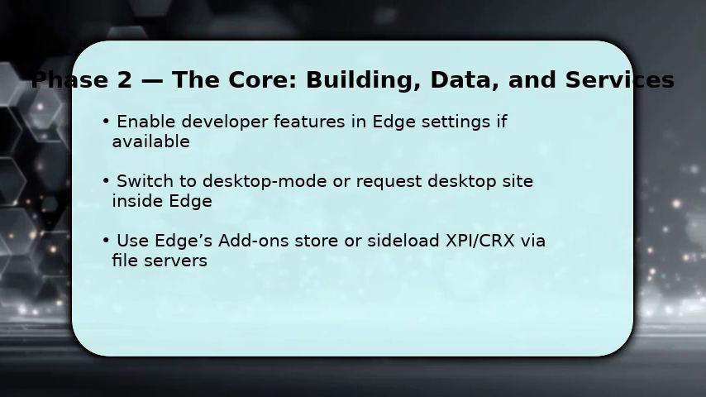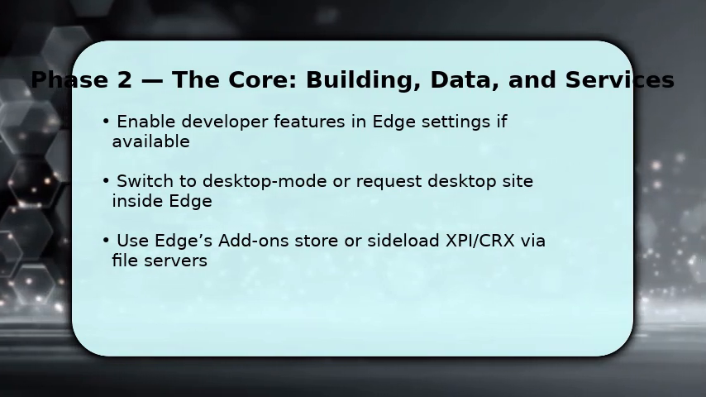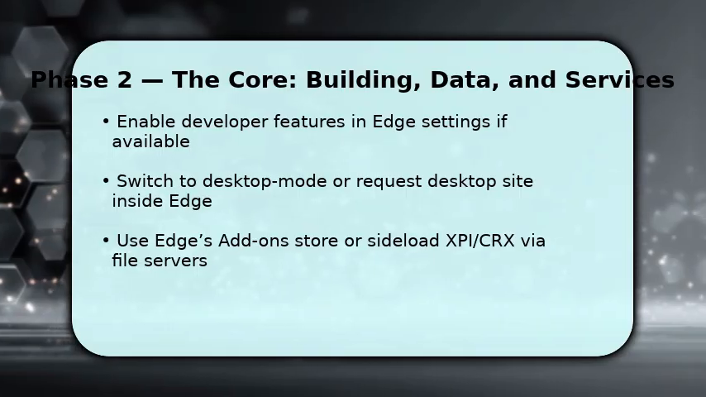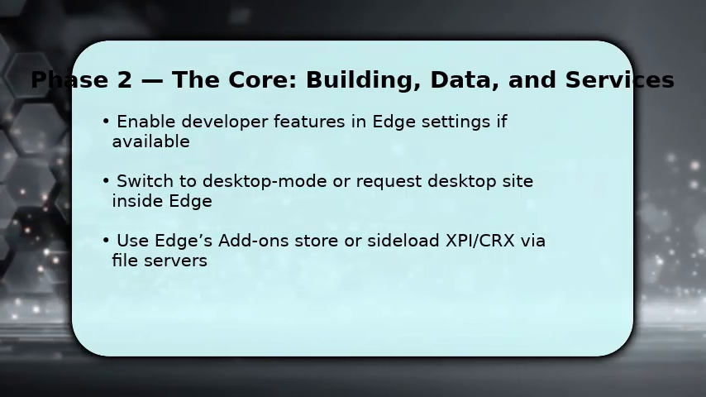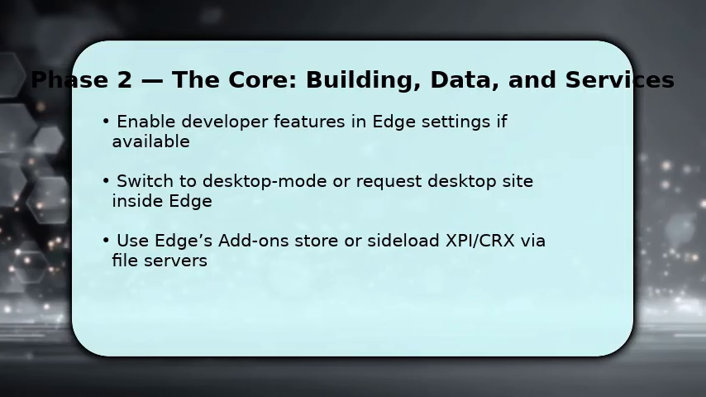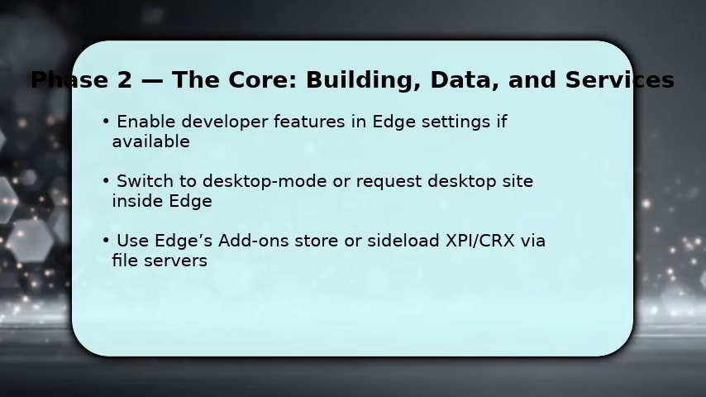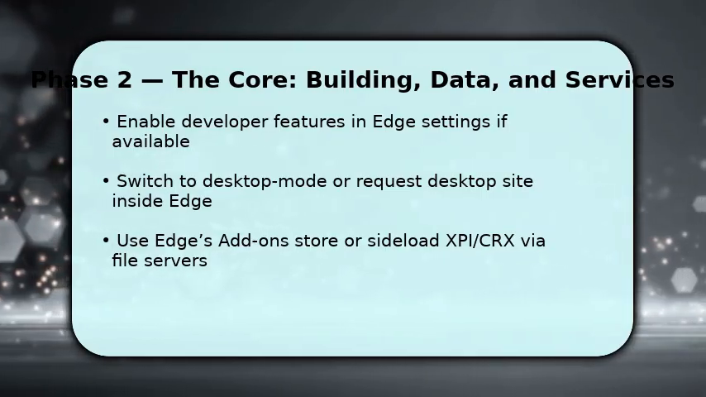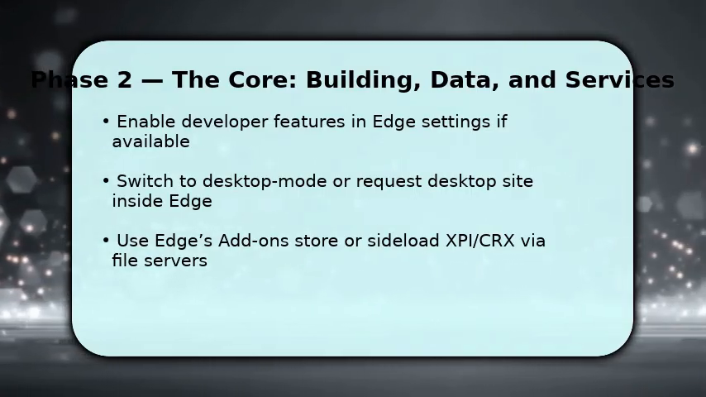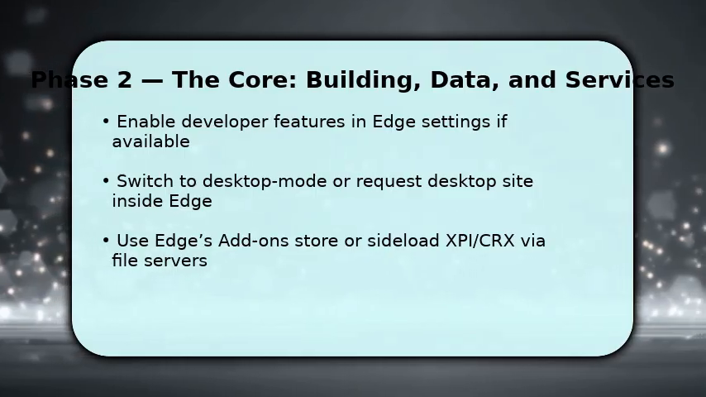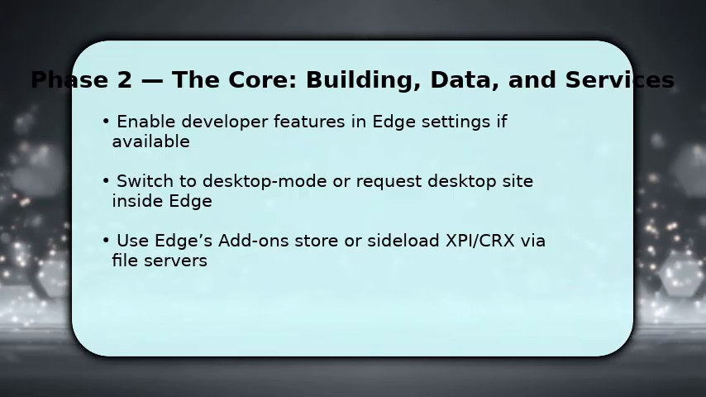You now enable the features that let Edge accept extensions. Open Settings, enable developer or experimental flags if present, then request the desktop site. This exposes the add-on store interface. Next, browse the Microsoft Edge add-ons page. If an extension isn't listed, use a trusted CRX/XBI file host and a local file server or cloud link to sideload. Make sure you approve permissions when prompted. This is why desktop mode and developer flags matter for installability on Xbox.